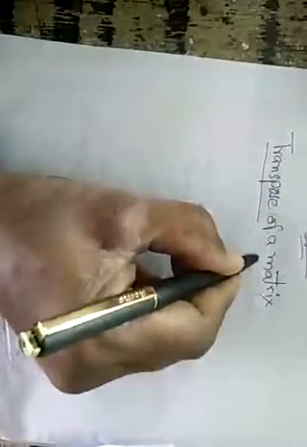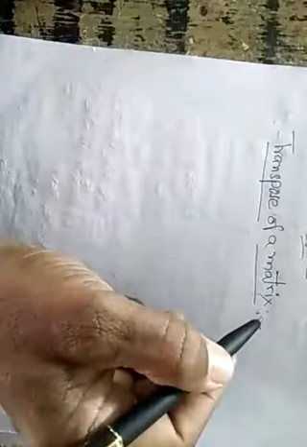Transpose of a matrix. The matrix obtained by changing rows into columns or columns into rows is called a transpose of a matrix.